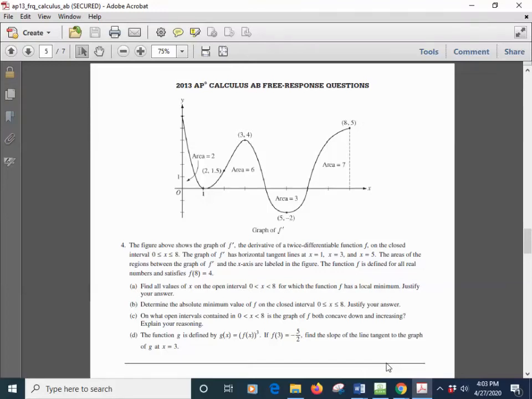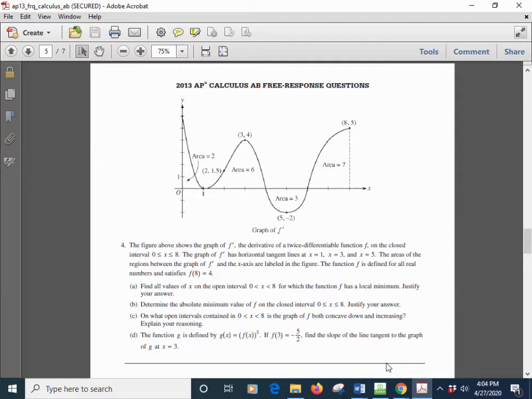All right, so I'm going to go over 2013, number 4, part B. It says, determine the absolute minimum value of f on the closed interval 0 to 8 and justify your answer. The phrases that stand out to me are the absolute minimum value and closed interval. When I see those, I think I should probably do the closed interval method, because the purpose of it is to find your absolute extrema.